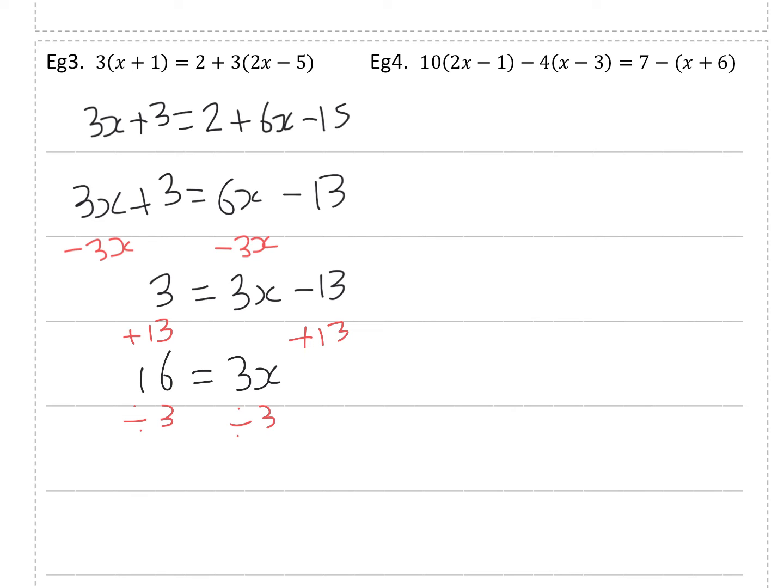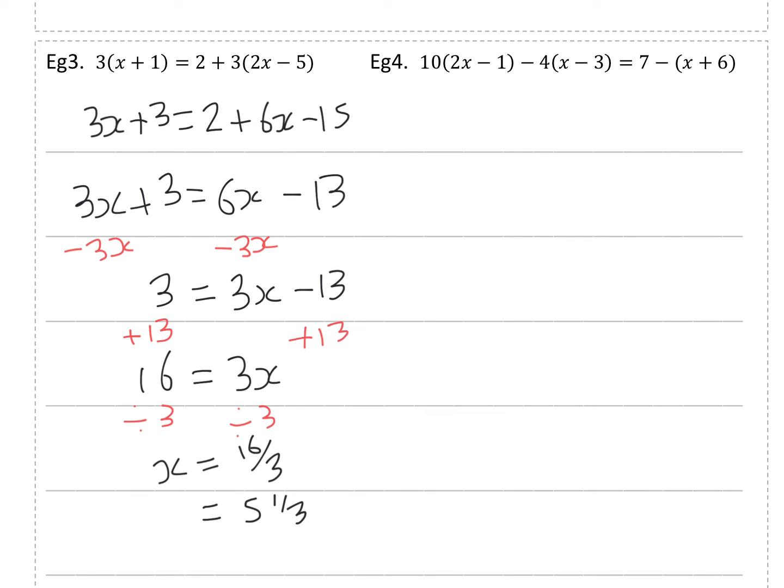We can write 16 over 3 equals x, or we can write x equals 16 over 3. It doesn't matter which side the x is on at the end. And you're probably best leaving your answer there as a mixed number. So 16 divided by 3 is 5, and 1 left over, that's 1/3.